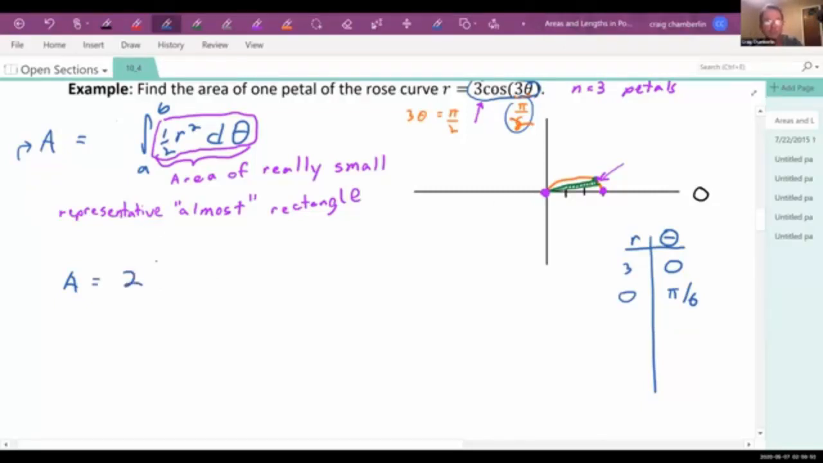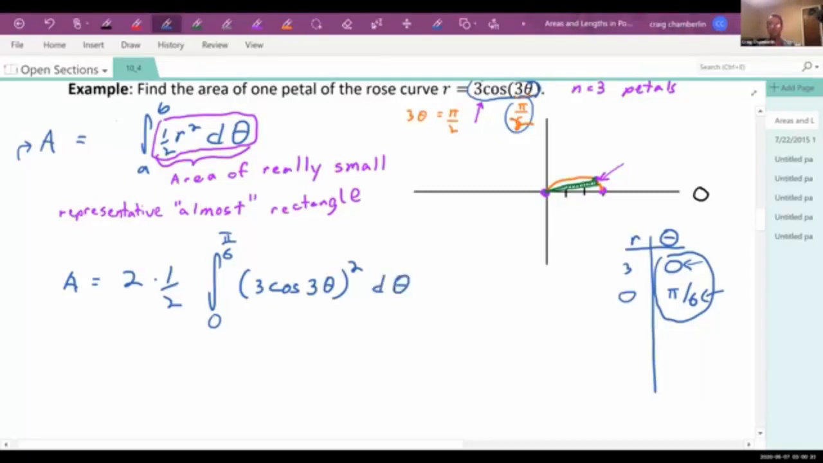We'll take the 2, bring the 1/2 out front, integral from, that was the purpose of this over here. To trace out half of one petal, you got to go from theta equals 0 to theta equals pi over 6. Those are your limits of integration. And then you have to square R in terms of theta. So you got to put parentheses around it, square the whole thing, d theta. Any questions on that setup?